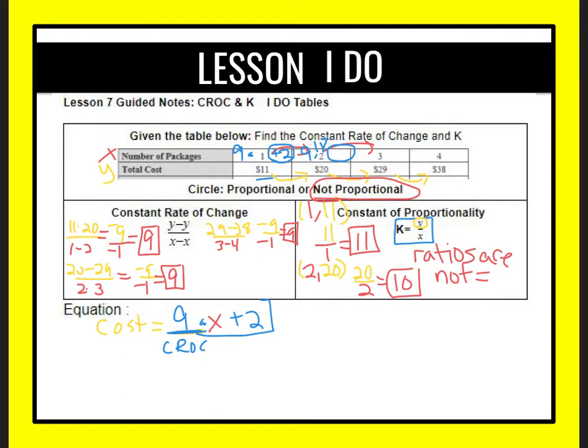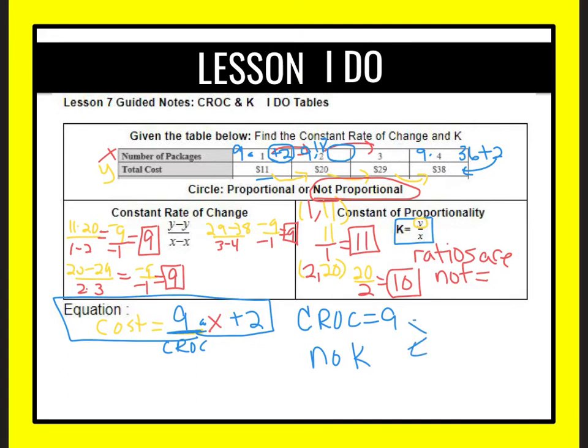So it looks like my equation here is 9 times the number of packages plus $2. I can check that again by doing 9 times 4, which is 36. If I add 2 to that, it gives me 38. So it seems like that's my equation for this situation. So once again, here I have a constant rate of change of 9, but I have no constant of proportionality. Because my ratios were not equal to each other, this lets me know I'm dealing with a non-proportional situation.